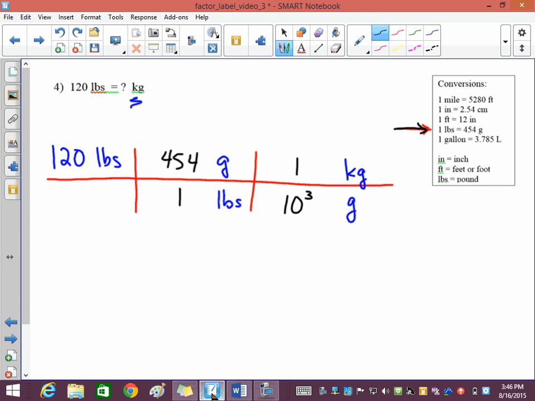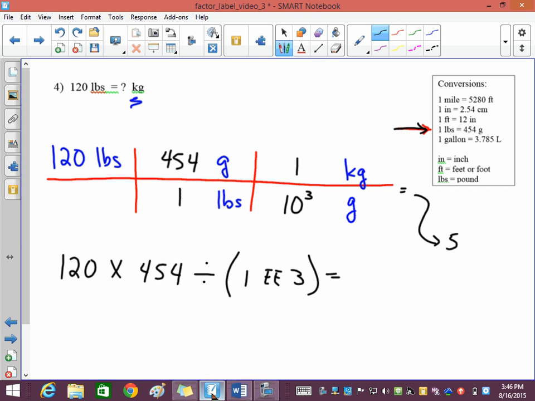Okay. All right. So now that we have our values, make sure that we can type this in. 120 times 454 times 1. We're not going to do that. Divided by 1 EE3 or 1,000. And in this case, this equals 54 and I believe a half. Yeah, kilogram. Okay.